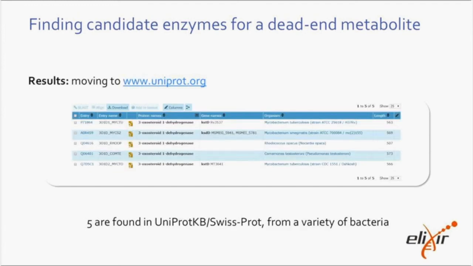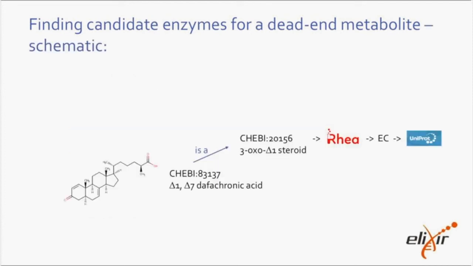Okay. You can then move to UniProt to explore the results in more detail. 5 of these proteins are found in UniProt, ChEBI, SwissProt from a variety of bacteria, including Microbioal.